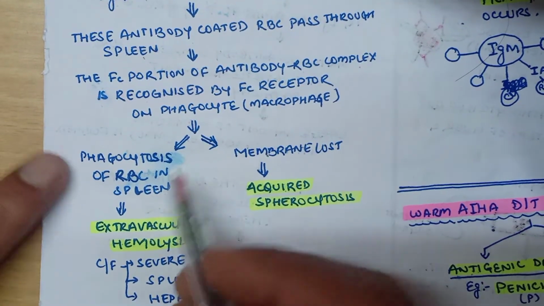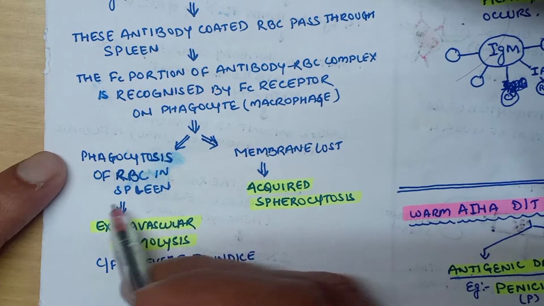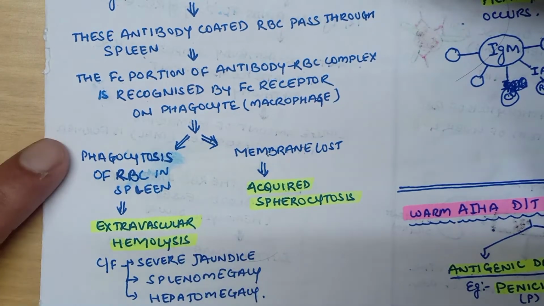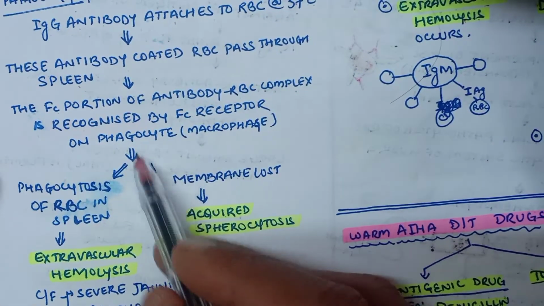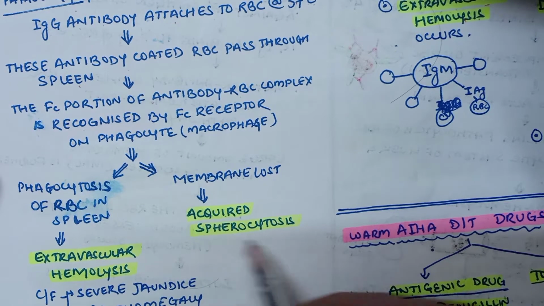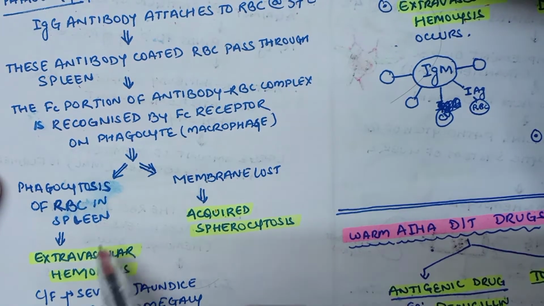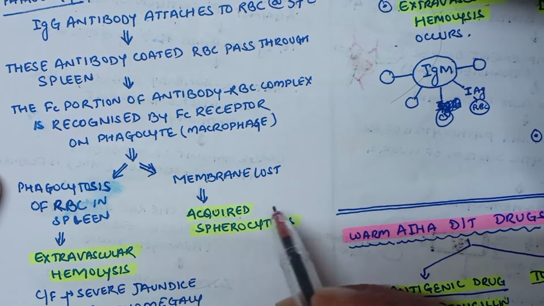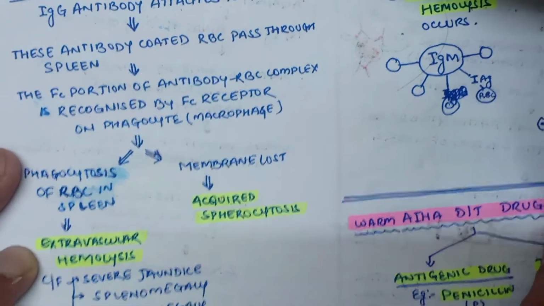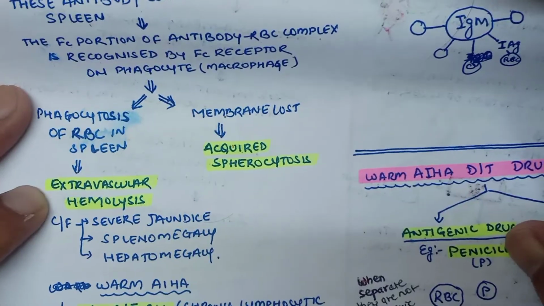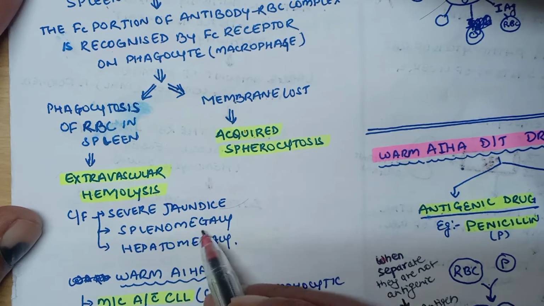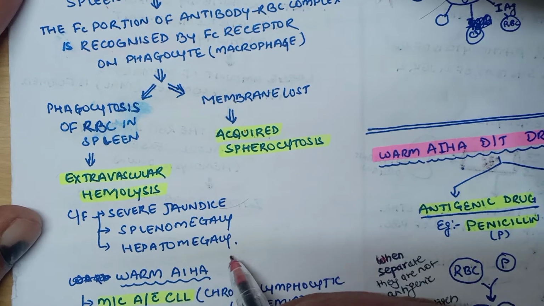This will cause phagocytosis of RBC in the spleen, which will result in extravascular hemolysis, and this will cause damage to the membrane, which will result in acquired spherocytosis. So they will result in acquired spherocytosis and extravascular hemolysis. They will show clinical features of extravascular hemolysis, that is severe jaundice, splenomegaly and hepatomegaly.